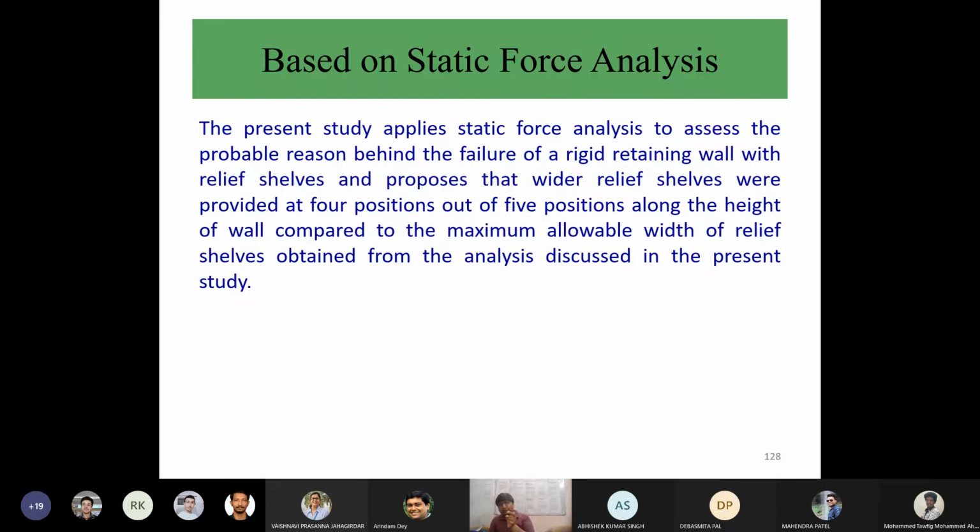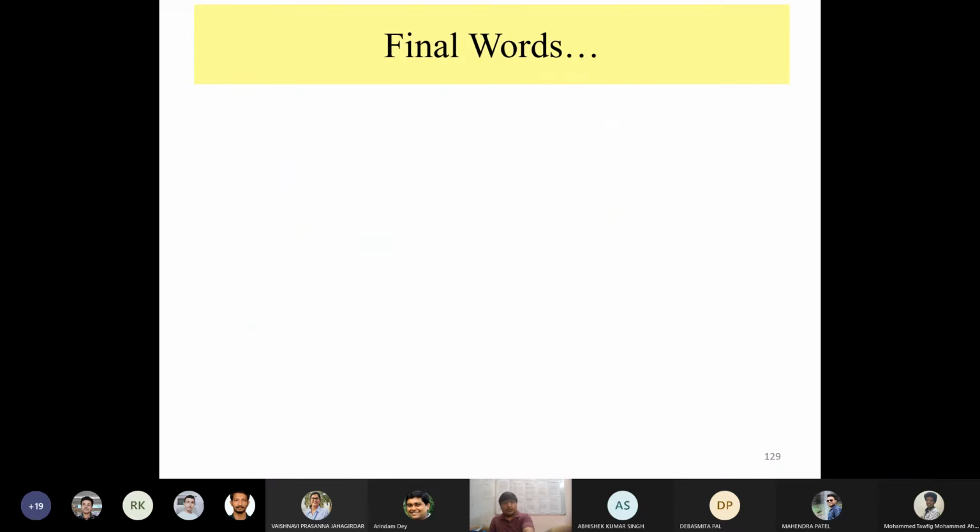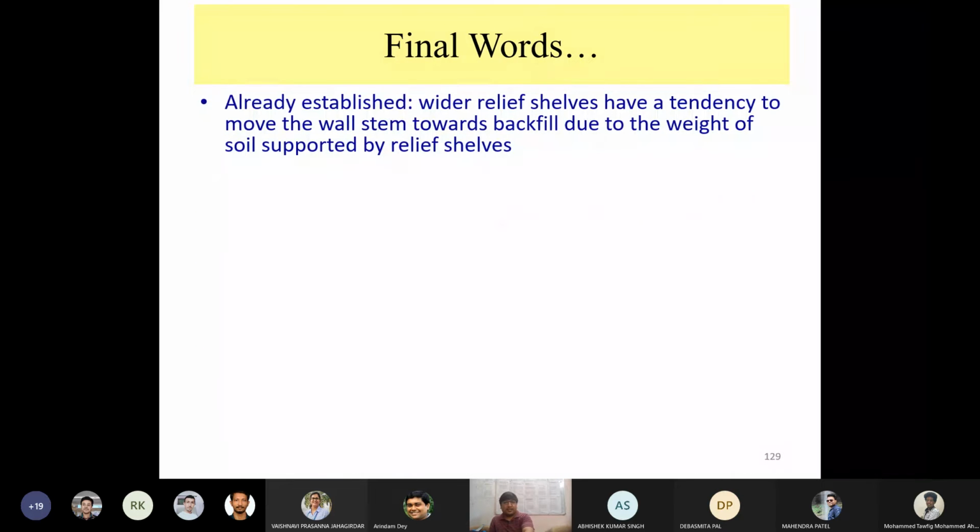They are not taking care of how the movement of this wall is happening. So the movement of the wall as well as the earth pressure distribution should always be clubbed for an appropriate design of such kind of wall. Okay, so my final words are these.